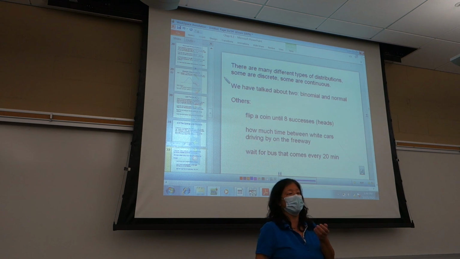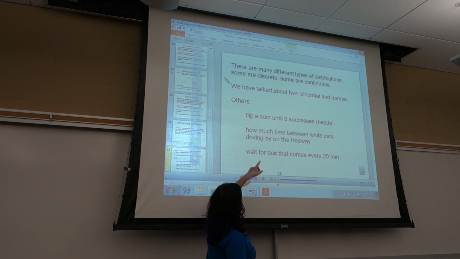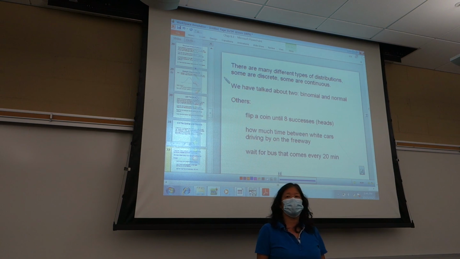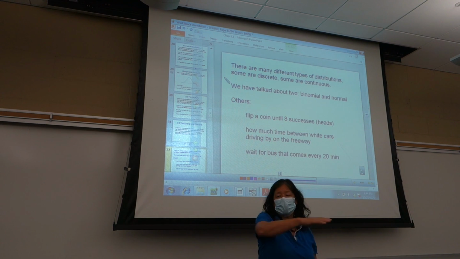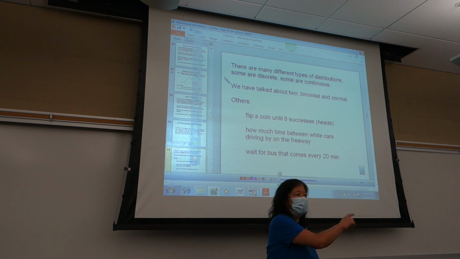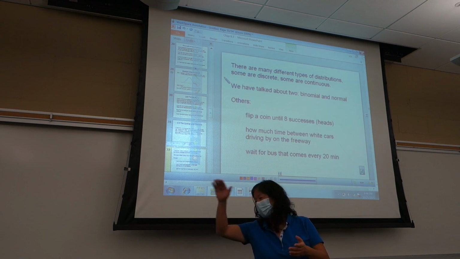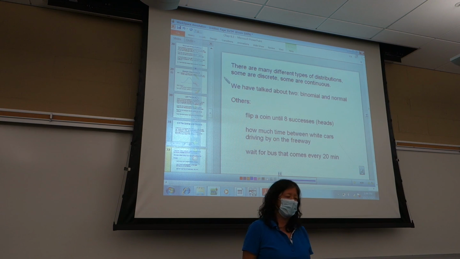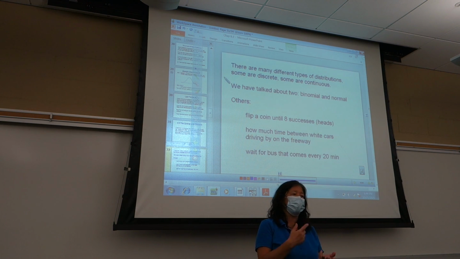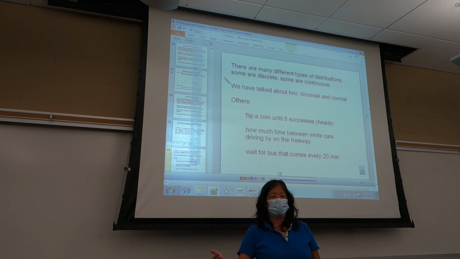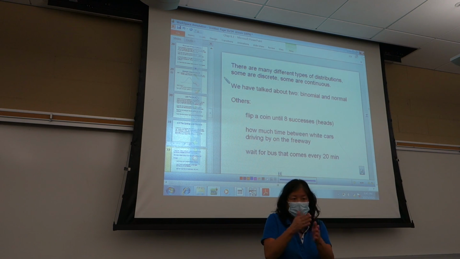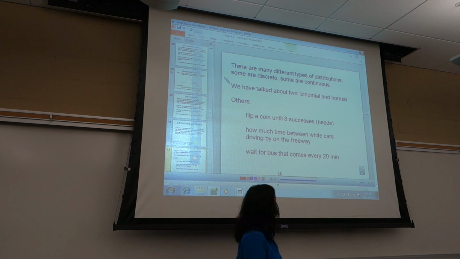That could be anything. How much time between events? So for example, how much time between white cars passing by down a highway? So white car goes by, you start counting, 1 alligator, 2 alligator, another goes by. So it's 2.4 seconds. Start counting again, 1 alligator, 2 alligator, 3 alligator, another goes by, 3.6 seconds, whatever. So time between events happening.